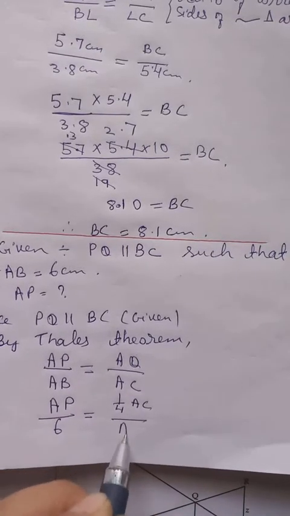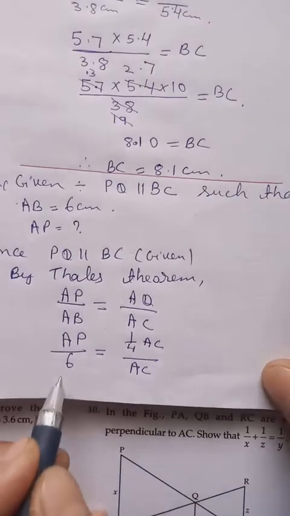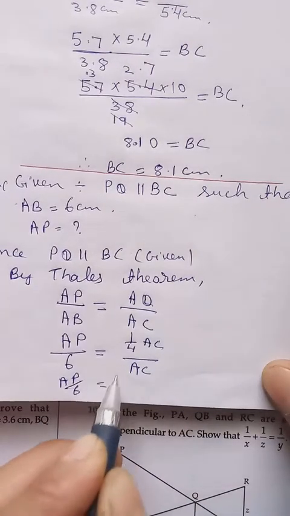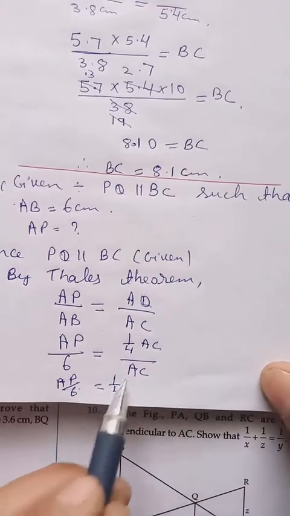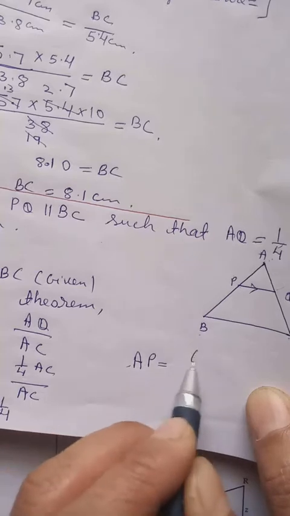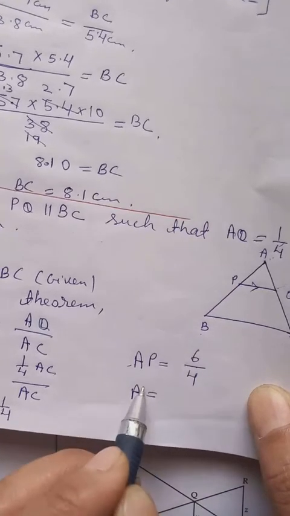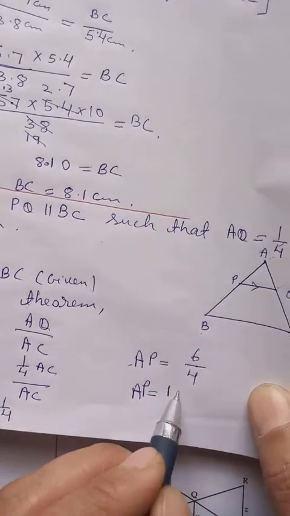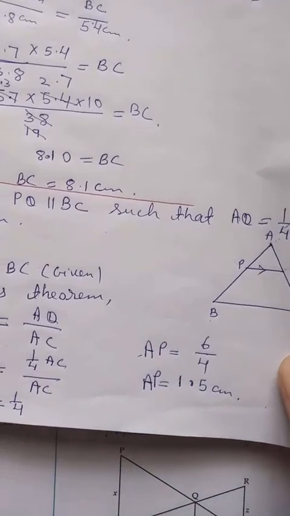Then AC can be cancelled. So AP by 6 equals 1 by 4. We want AP, so we can cross multiply that side. So we have AP equal to 6 divided by 4. So the value of AP is 1.5 cm.